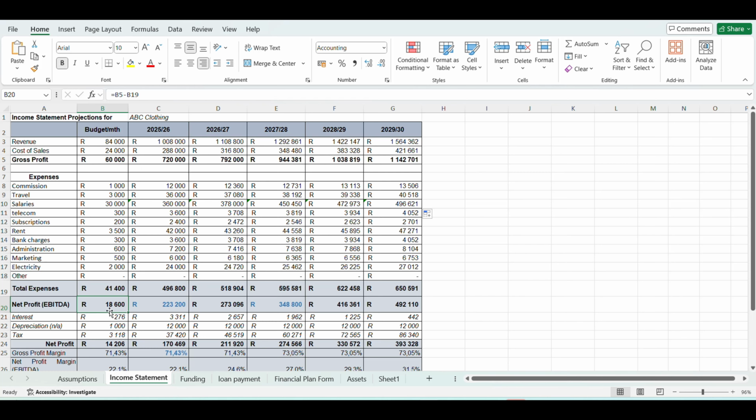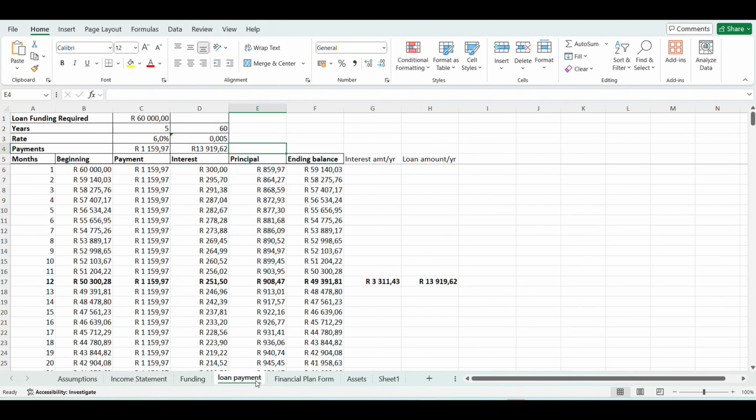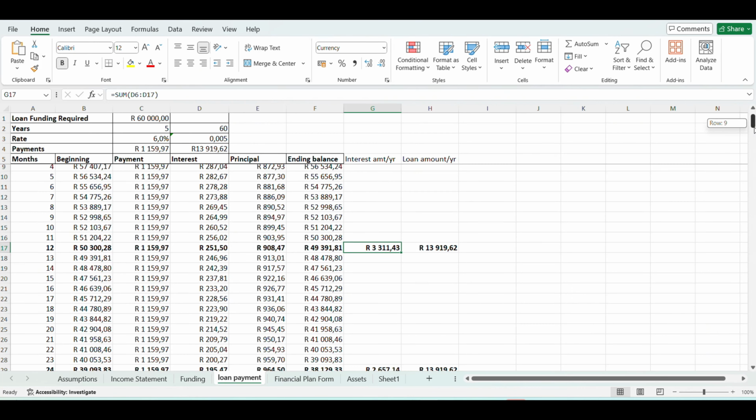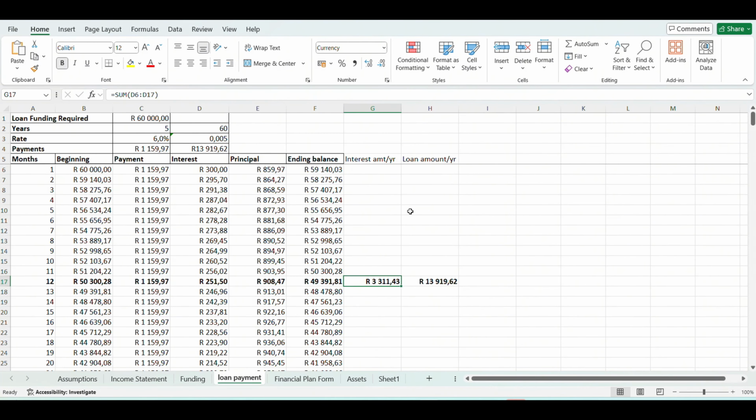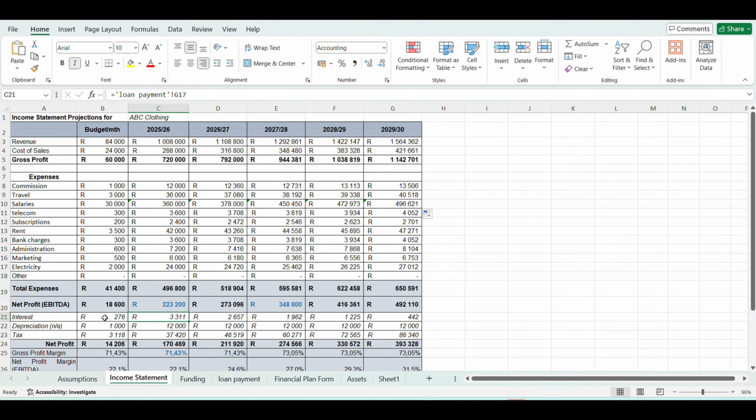Right? You see here, that's your gross profit. Then interest. Interest is the amount payable on the loan. So if you go here on this spreadsheet, if you input the loan of 60,000 payable over 5 years at an interest rate of 6% or whatever it is, it will show you the payments for the interest and your payment. So the interest payments are calculated here, and it's shown here. So this is the interest.